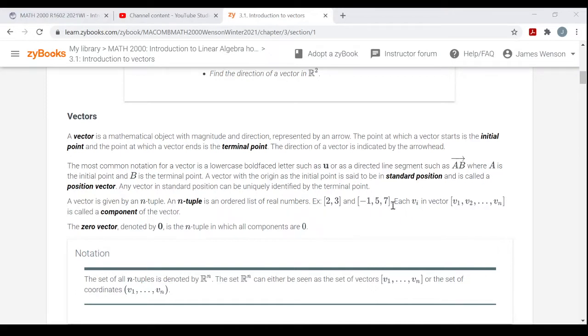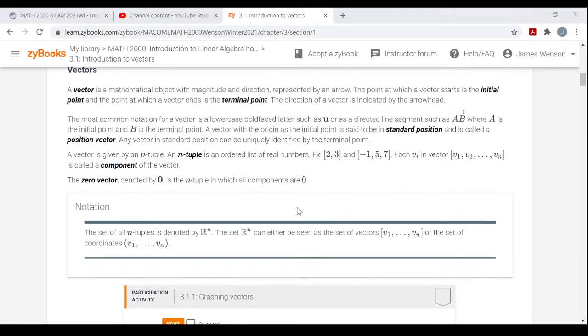If you see these brackets on the outside with a list of numbers with commas between them, this is a vector with so many components. Each number inside, or each vi in the vector v1 through vn, is called a component of the vector. So the vector with -1, 5, and 7 has 3 components: first component -1, second component 5, third component 7. The vector with 2, 3 has 2 components, and so on.